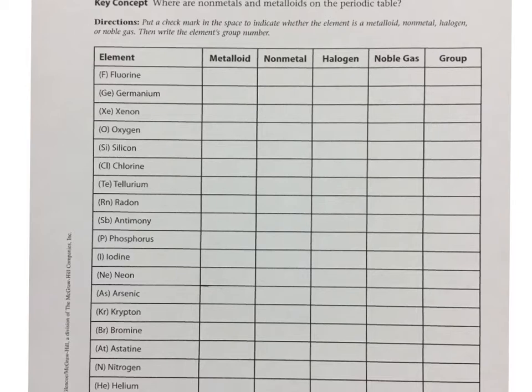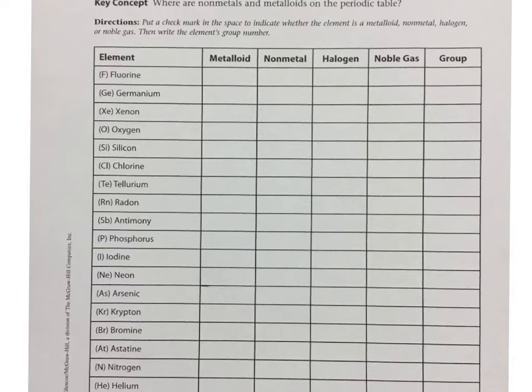So metalloids are on the stair step. They're in green on your periodic table. So you're going to find these elements and just simply put a check mark of where they are based on the periodic table.